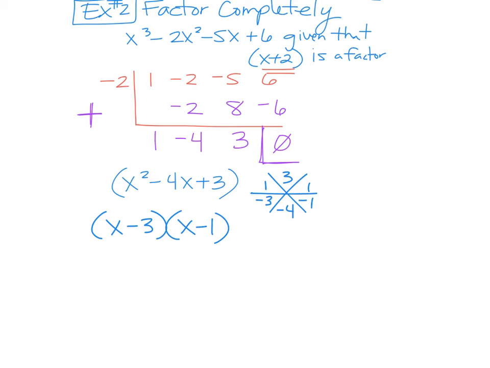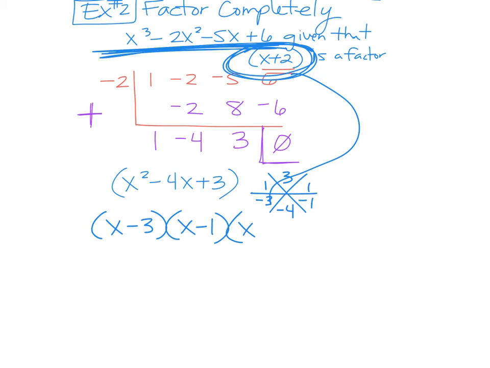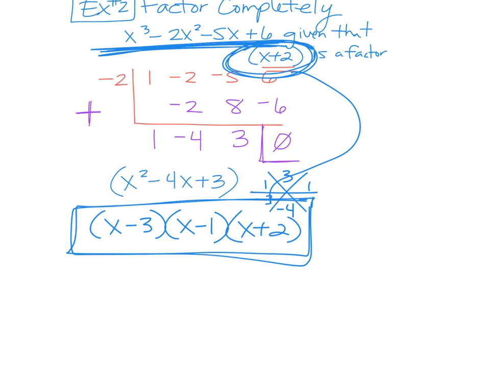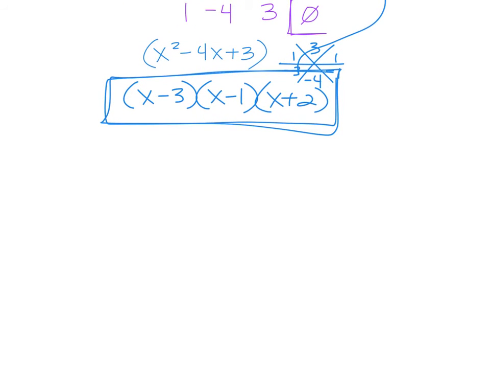But here's the deal. They're telling us to factor this completely, and they told us this is a factor. So don't forget to put that down here. So when this is factored completely, that is your answer. Okay? So what would your zeros be? 3, 1, and -2. Good. All right, last thing. 2 of these, and we're done.